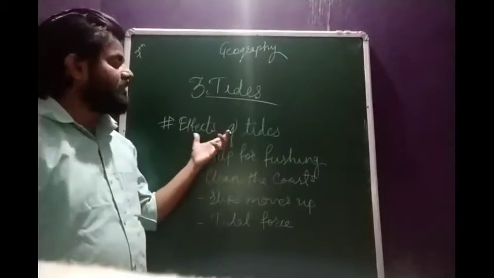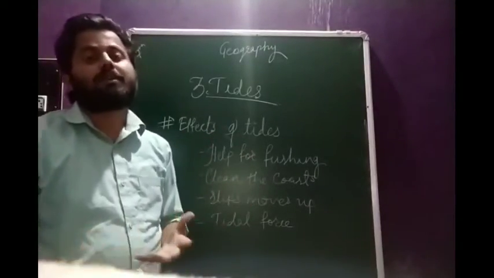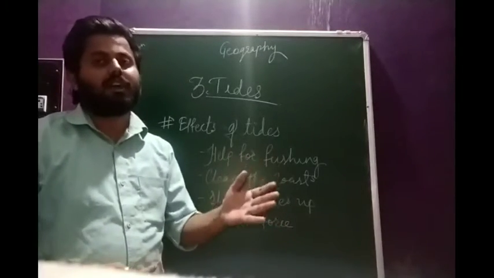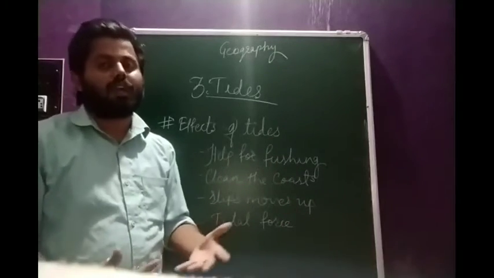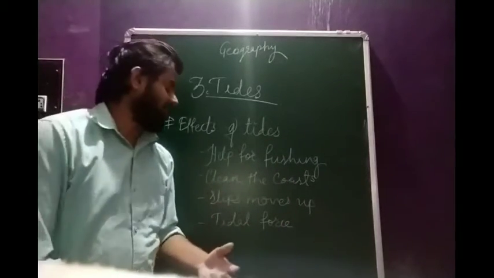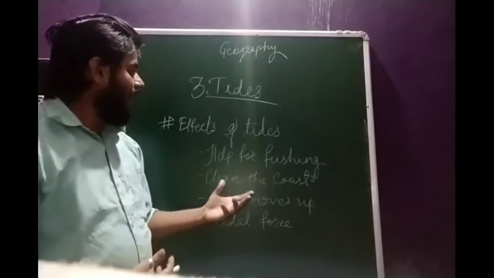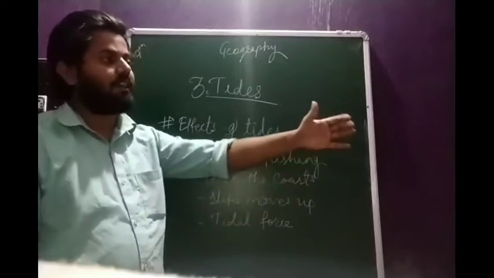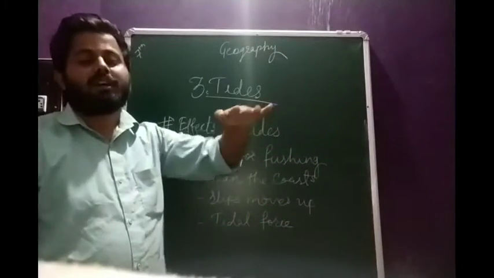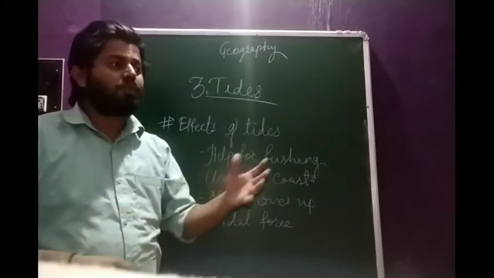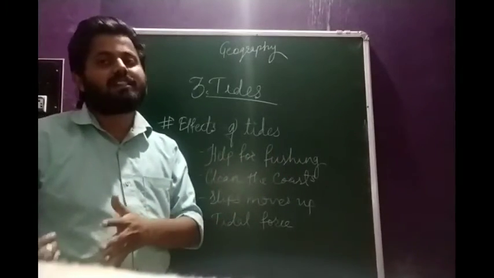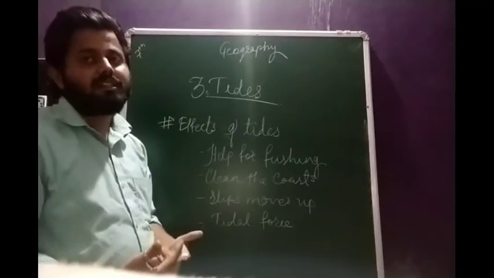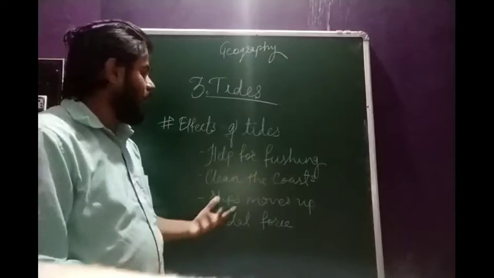Our next topic is the effect of the tides. Obviously, if something is occurring, there are some effects, either negative or positive. We can say the advantages and disadvantages. Due to the high tides, it helps with fishing. At the time of high tides, the water level rises on the coast, so the fishes come into the creeks, the narrow regions, and that helps with fishing. So it is very easy to catch fish during the high tide.